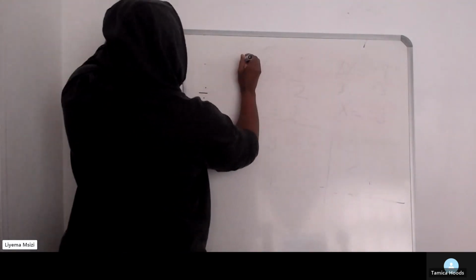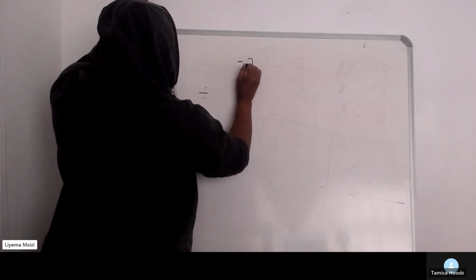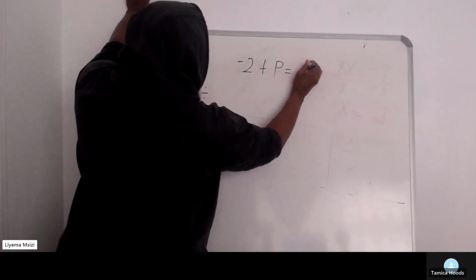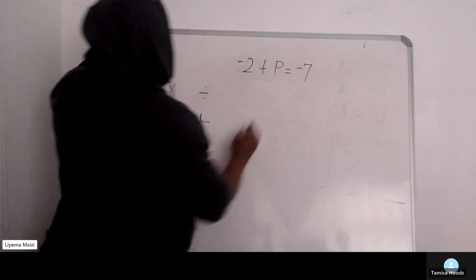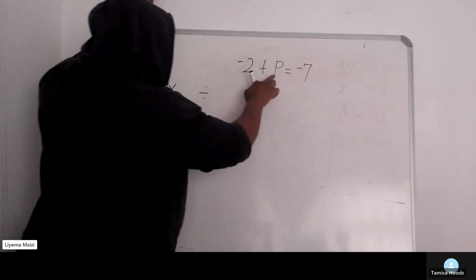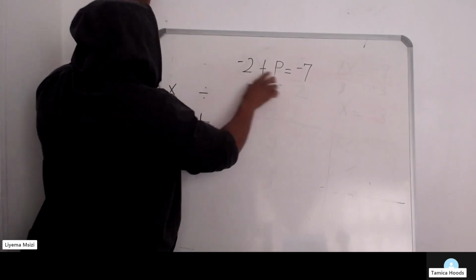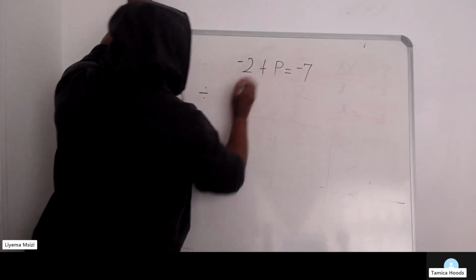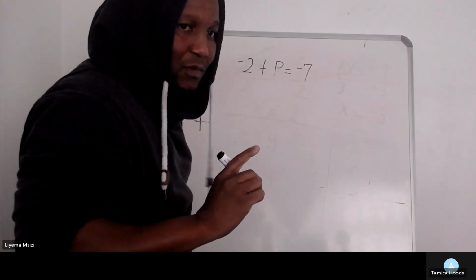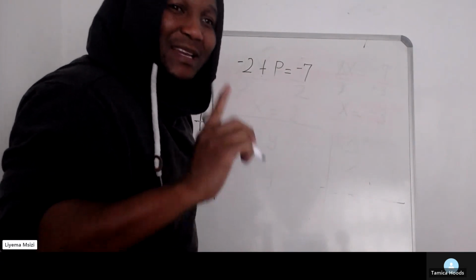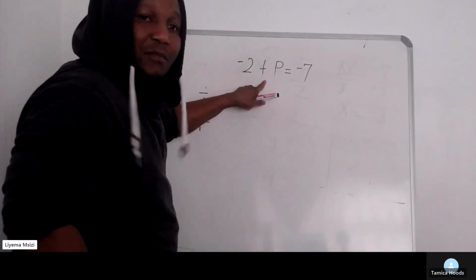example. Somebody give us negative 2 plus P equal to 7 negative. So what do I need? I need the letter. But what is the sign between negative P and P? Plus. So we're not going to divide now. We're going to minus. Do you understand what I'm saying? We're not going to divide because there's no multiplication.